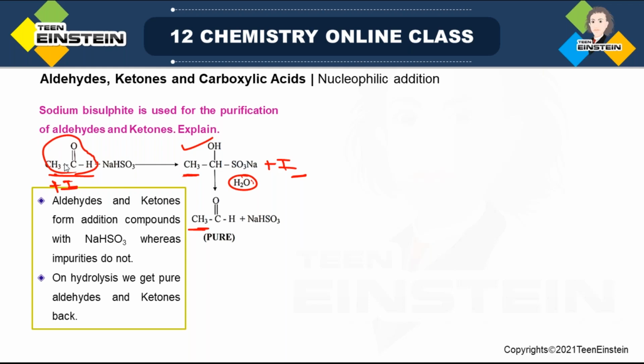Further, when you are doing hydrolysis, with H plus, that is mineral acid, present, we get pure aldehyde or ketone. So in this way, because of its reversible nature, we can use this reaction for the special purpose of removing impurity, that is, for the purification of aldehydes and ketones.